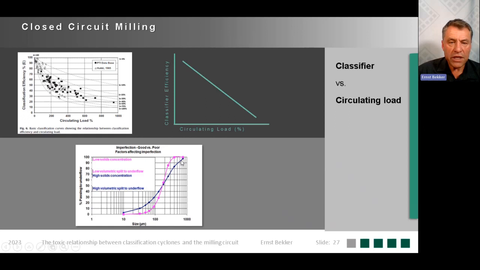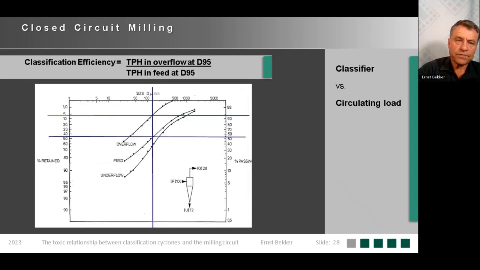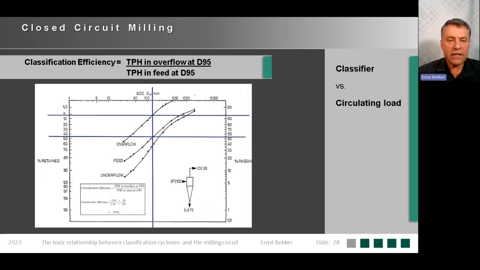The higher the feed solids concentration, the shallower the curve. Our aim is to have the curve as steep as possible. Classification efficiency, which was mentioned on the previous slide, is defined as the tons per hour in the overflow at a 95% passing size. In other words, you look at the overflow size distribution, look at the 95% passing size, and say, okay, at that size fraction, what is my percentage in the feed? And then you calculate the tons in the overflow and the tons in the underflow.